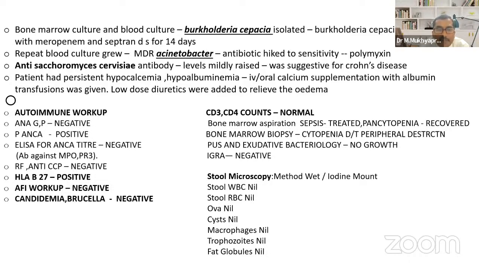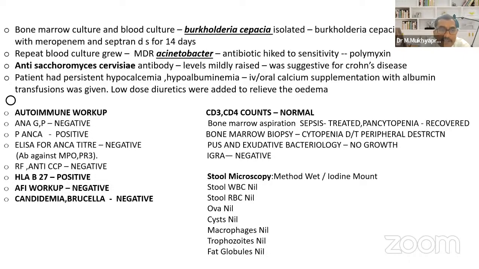Patient had a persistent hypocalcemia, hypoalbuminemia, even with IV and oral calcium supplementation. We were not able to maintain the calcium. Albumin transfusion was given almost once in 2 days, and he had a significant anasarca. Low dose diuretics were added. Orally, he was not tolerating.